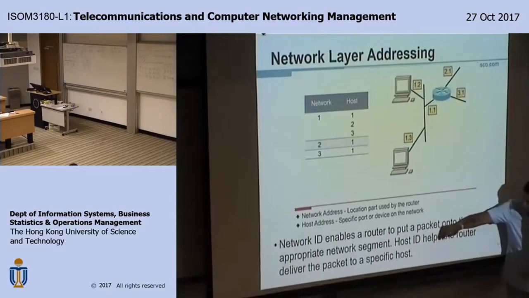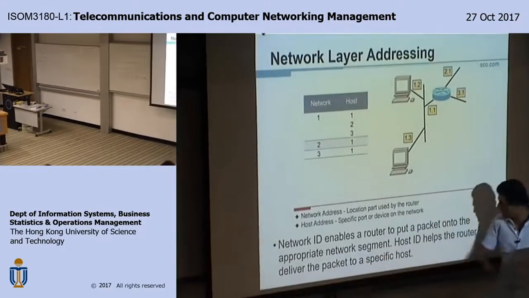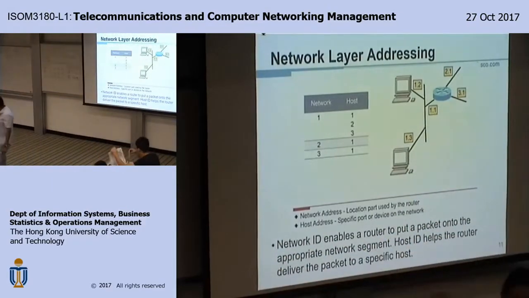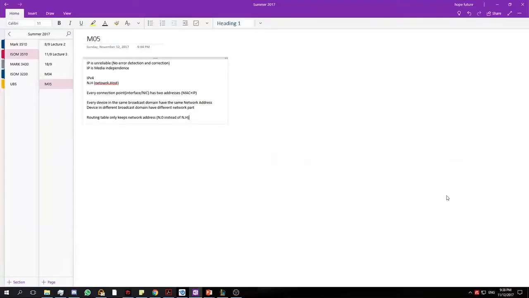Now host ID helps to deliver the packet to a specific host. Now we have two hosts, PC3 and PC4. Which one should we send the data to? Now we look at which part? PC3 or PC4, we look at the H part too. Is that right? Understand? So the N part is looked at by the router to put the packet into the appropriate network segment, and the H part helps us deliver to a specific host. Is that clear? Understand, guys? So the router maintains a routing table.